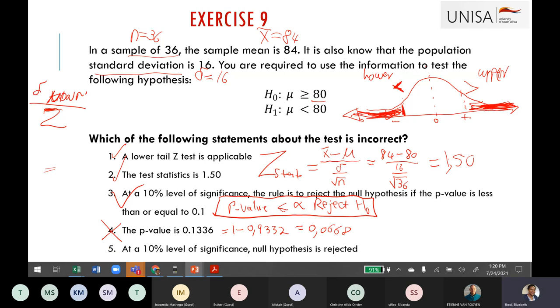Number 5, it says at 10% significance level, the null hypothesis is rejected. So take your p-value and take your 10% and check whether we are rejecting the null hypothesis. So all you do is say 0,0668 and you evaluate 0,10. Is it bigger or less? If 0,0668 is less than 0,1, then we reject H naught. And that's what that statement says. Is that correct? And that is correct.